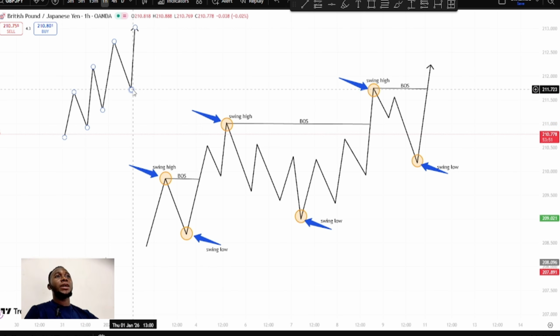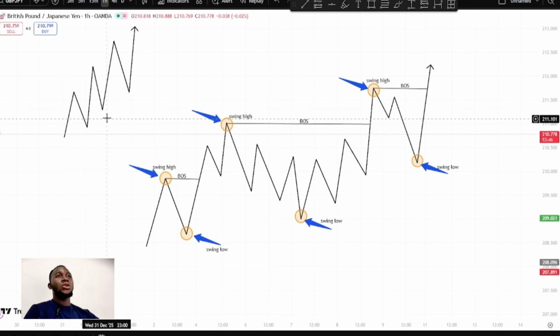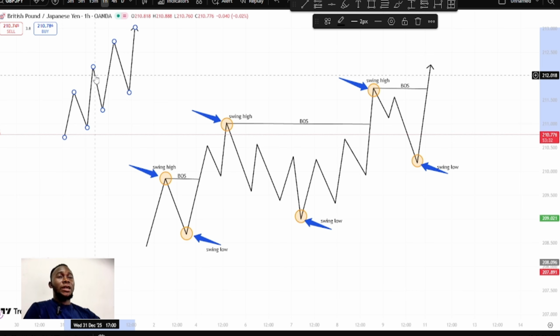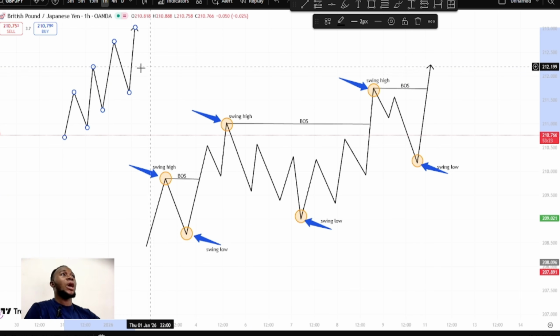But bear in mind that this is just a picture representation of how the market moves. This is a textbook representation. In reality, the market does not move like this. This is just a diagrammatic explanation of how the market moves when it is in a bullish trend. But in real time, this is how the market moves.